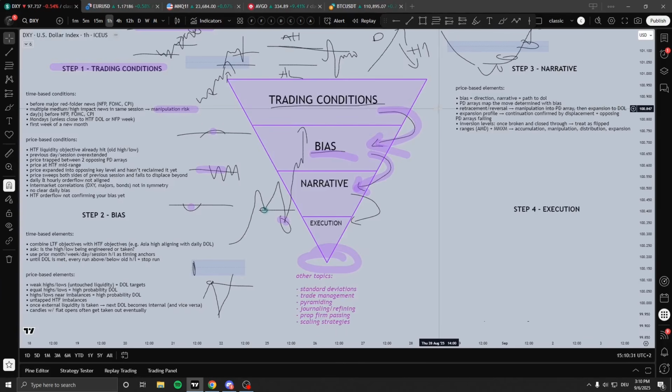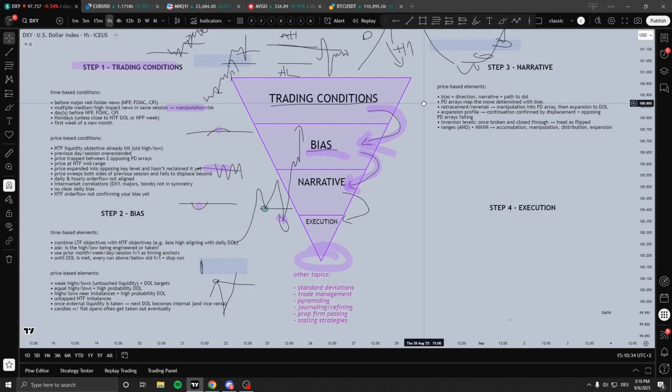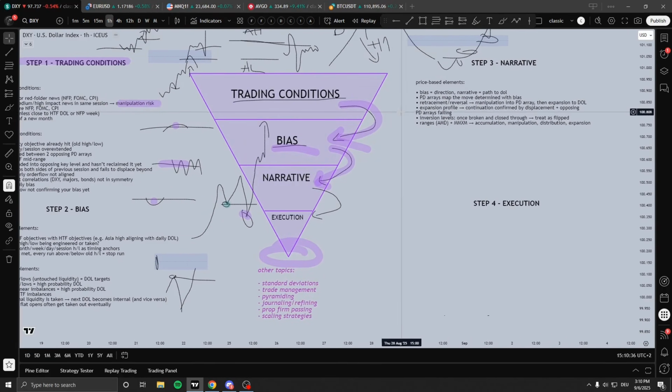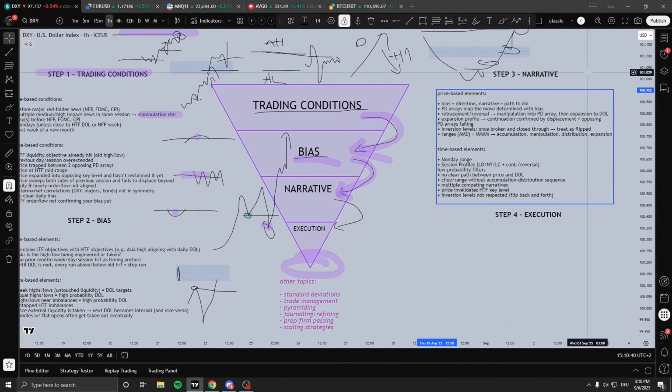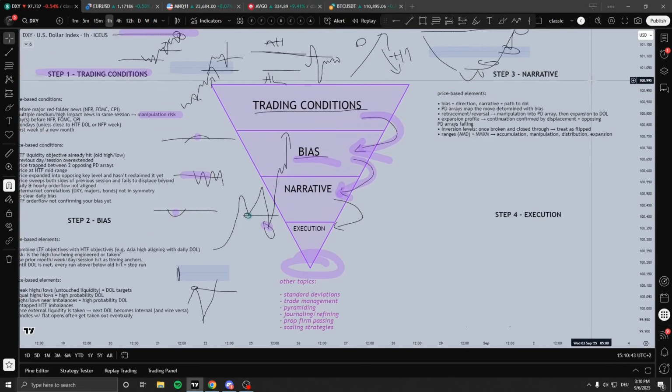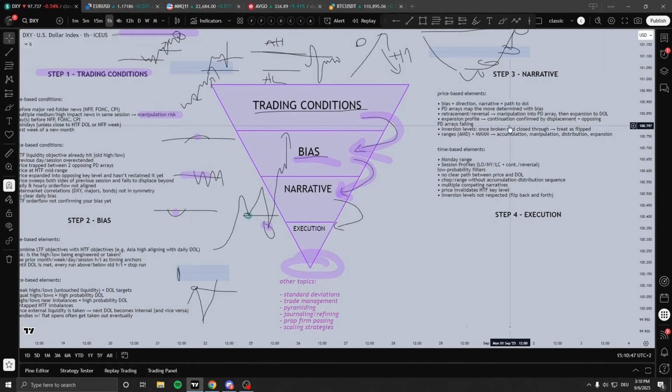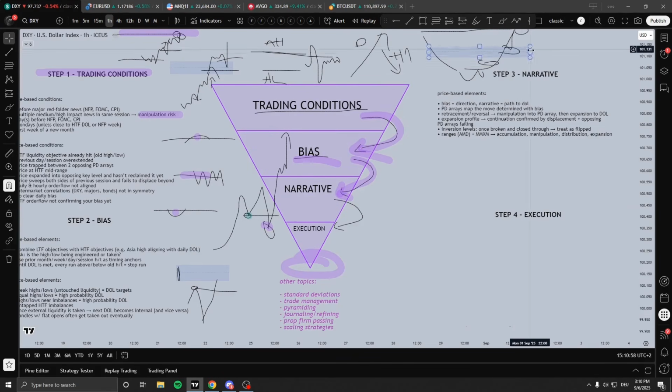So price always has the same sequence, right? We want to see a manipulation into our PD array, and then we want to see expansion into the target. So we always need a key level and a manipulation, and that sets the framework to look for a trade. Continuation is then confirmed by displacement and opposing PD arrays failing. What does that mean? If we have, for example, a bullish order flow, we want to see bearish PD arrays fail and then get inverted like here, and vice versa for the bearish case.